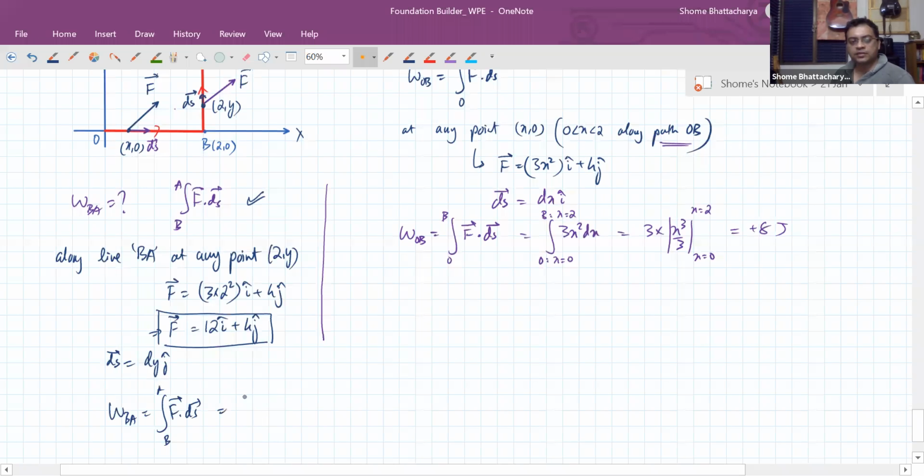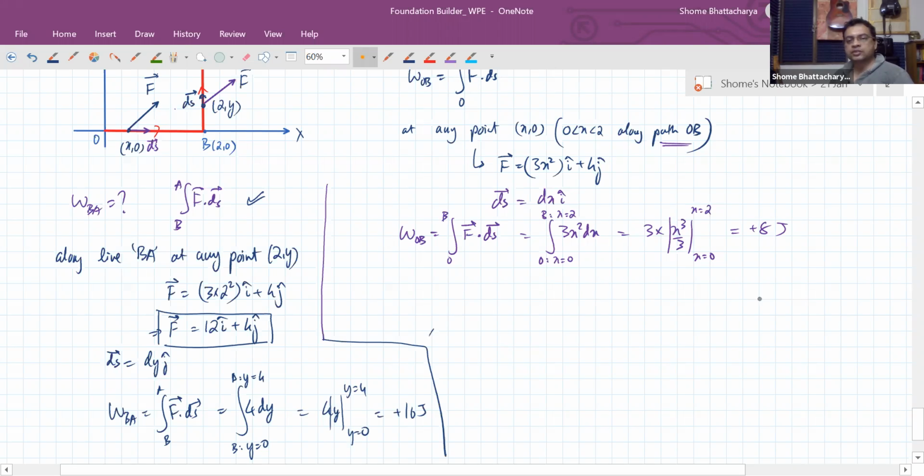So it's a very simple thing. It is 12 into 0 plus 4 into dy. So that's 4 dy from the point B where the y coordinate is how much? 0, to the point A where the y coordinate is becoming 4. So it is becoming 4y from y equal to 0 to y equal to 4. So it is becoming 16 joules. So this work done is 16 joules.